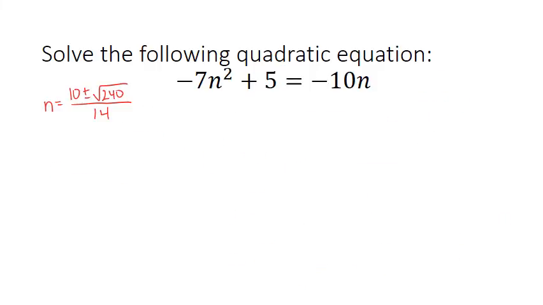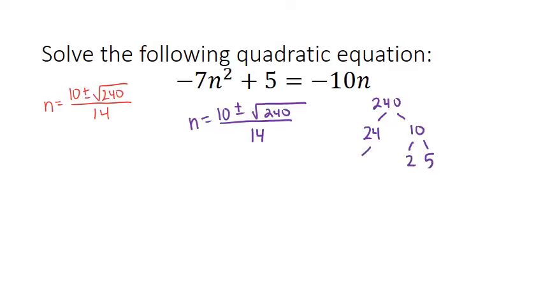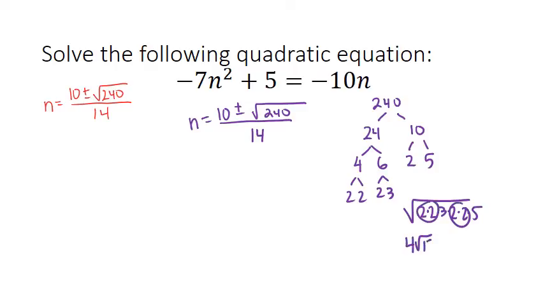Now we need to simplify the very last thing. We need to simplify what we already have, which is n equals 10 plus or minus the square root of 240 all over 14. 240 can be broken up into 24 and 10, which can be broken up to 2 and 5, and 4 and 6, and 2 and 2, and 2 and 3. So that radical is 2 times 2 times 3 times 2 times 2 times 5. So it is 4 radical 15.